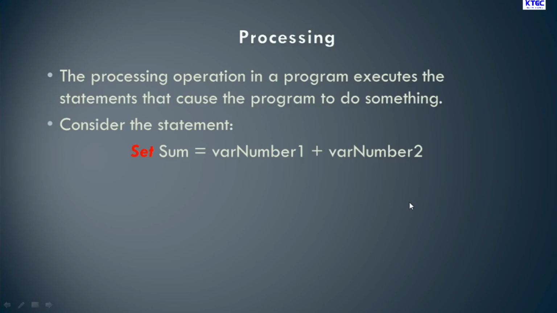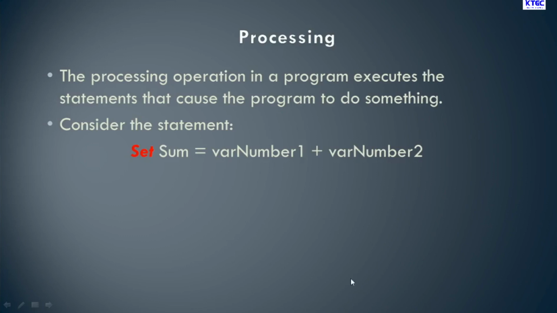Now we've seen input, how to take input from the users, where we use the input keyword. After taking input, the input has to be processed. Before we get the output, it has to pass through some processes to meet our requirement, what we need. So that brings us to processing. The processing operation in a program executes the statement that calls the program to do something. Whenever we use the word process, what we mean is that the data we've input into the computer, something should be done to it.